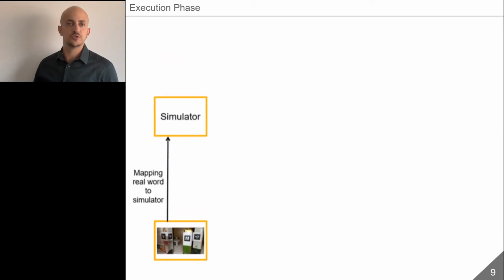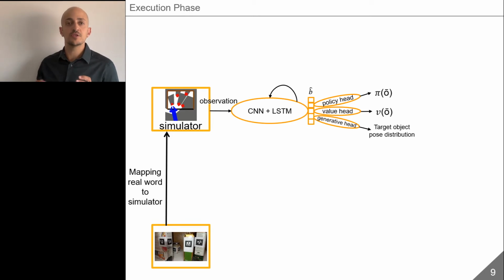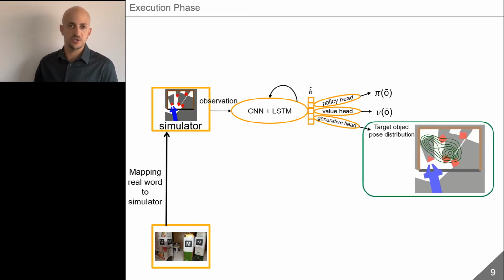Once we have reproduced the real-world observation in the physics simulator, the next step is to try to estimate where the desired object might be. By passing the image from the simulator through our pre-trained neural network, the generative head of the neural net will create a distribution over the likely locations of the desired object. This distribution, which you see here in green, is not only the result of the current observation, but also the result of the entire history of past observations, as our neural network has integrated a memory unit into its structure.